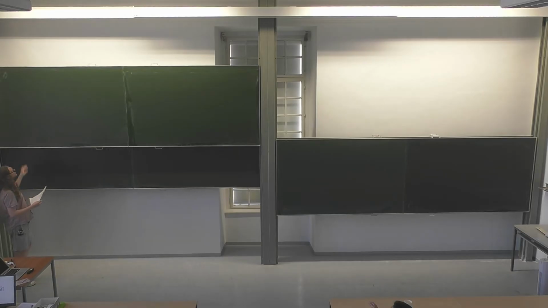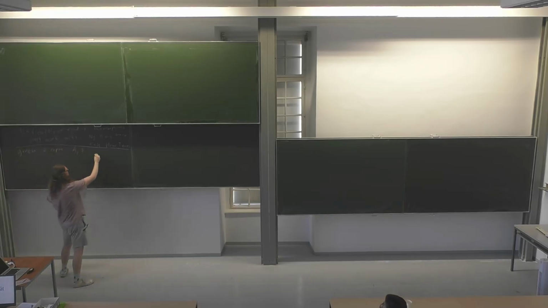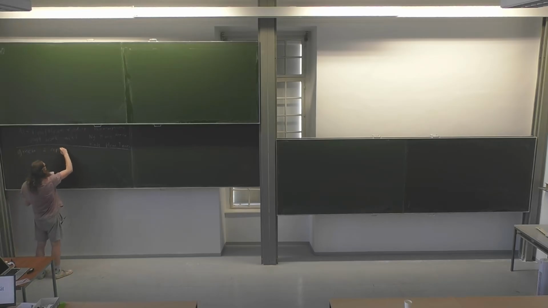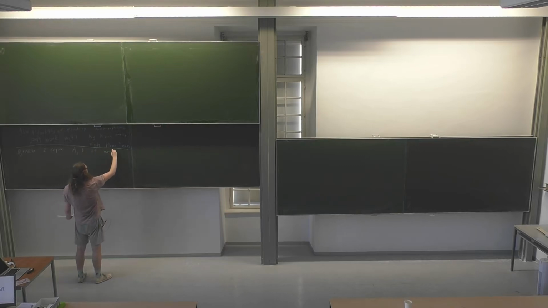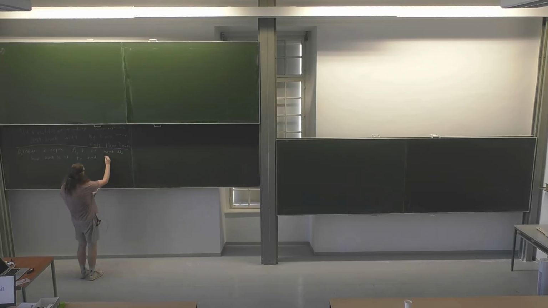I'll start with the general question. Given two copies A and B of some countable structure, we can ask the question of how hard it is to find an isomorphism. This is a general question that is often asked in computable model theory, right?